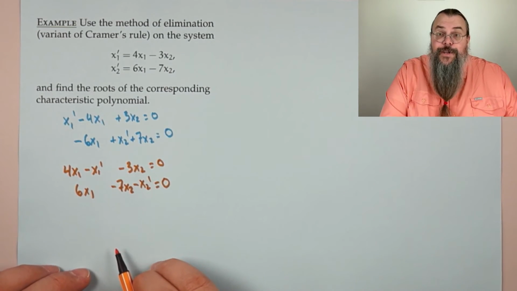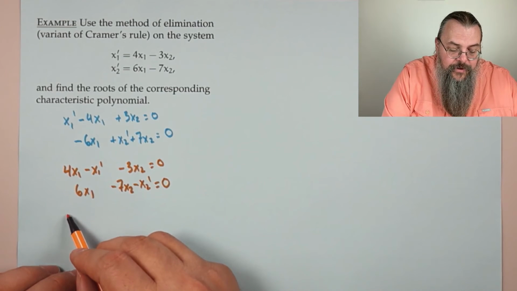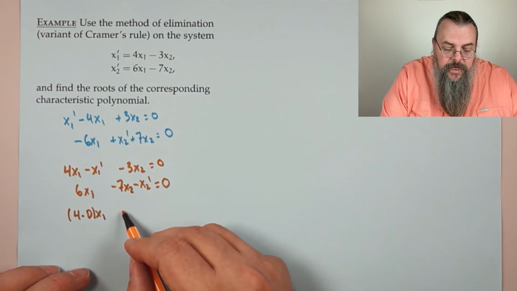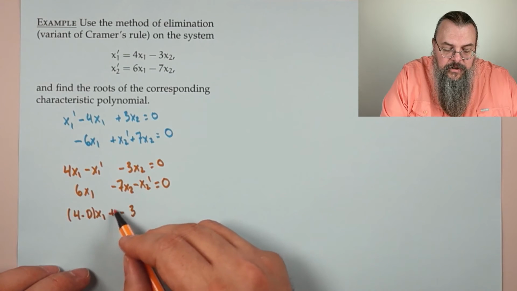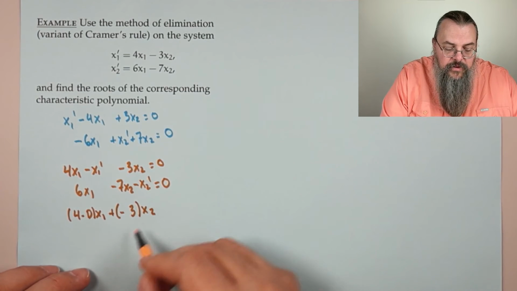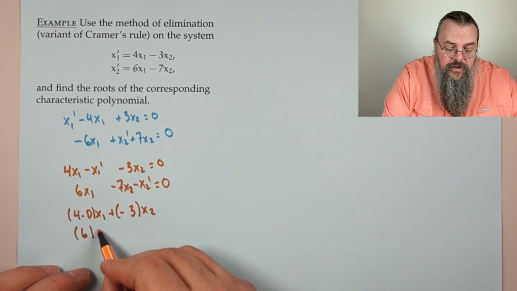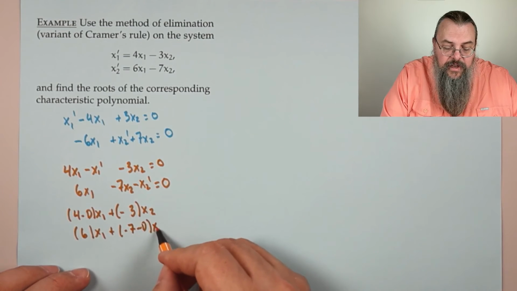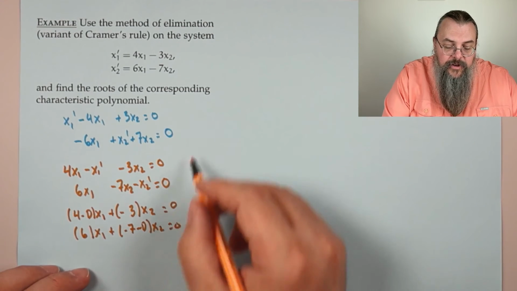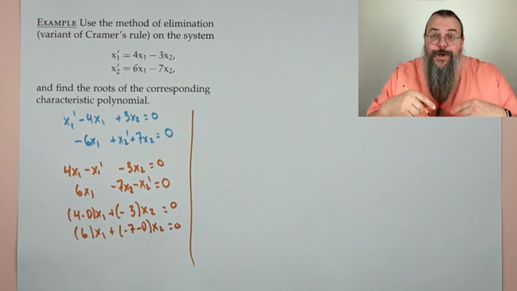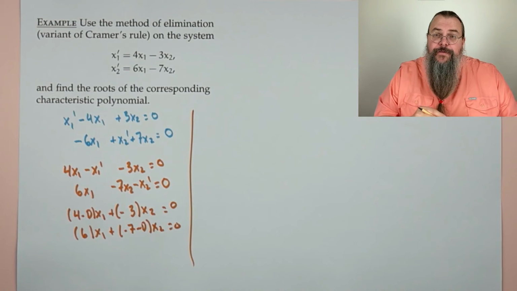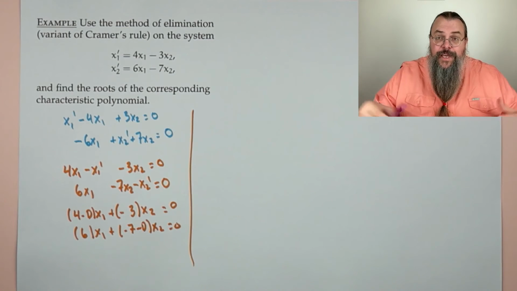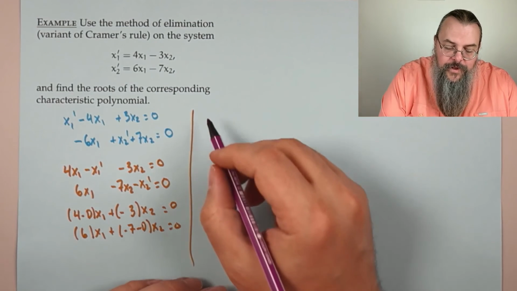Now, keep going using our D notation. So here we'd have (4 minus D) x1, and then we'd have minus 3. I'll go ahead and put this as a plus, a minus 3x2, and then we'd have a 6x1, then a plus (minus 7 minus D) x2. All right. Now, put it into a determinant. Let's say we just want to find x1. It won't matter whether we're looking for x1 or x2. We'll end up getting the same thing in terms of what determinant we're after.